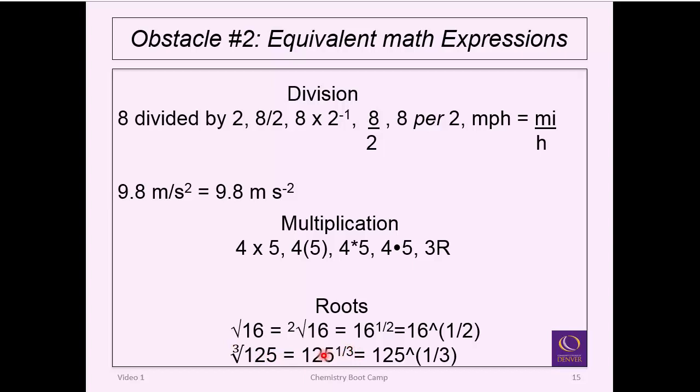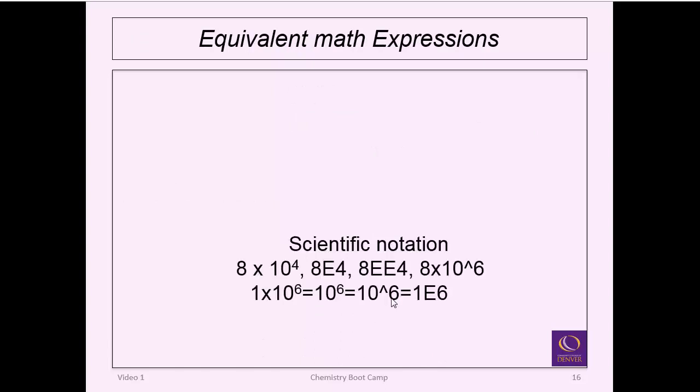That's the third root. This is, by the way, the number 5, right? 5 times 5 times 5 is 125. Or you could write it in computer notation. And once again, scientific notation. Here's what we just went through.